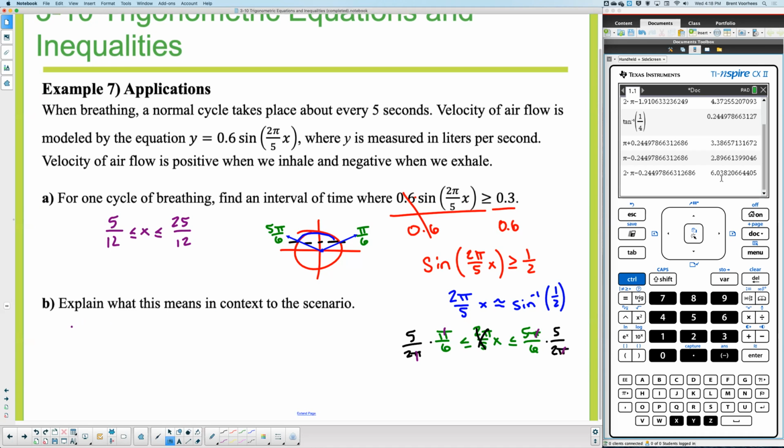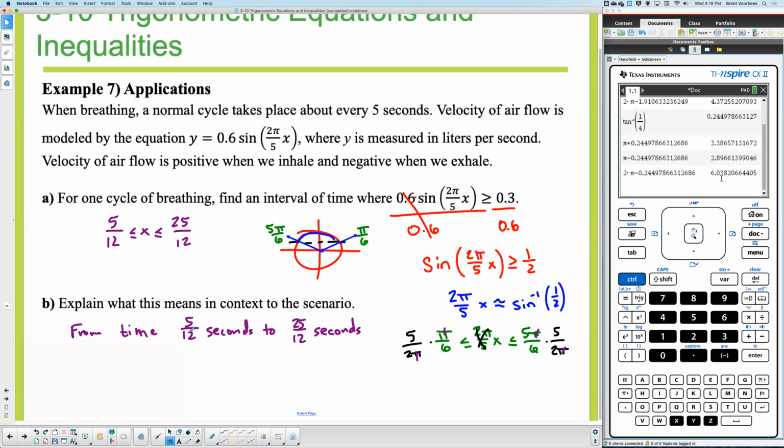From time, 5/12 of a second to 25/12 seconds.